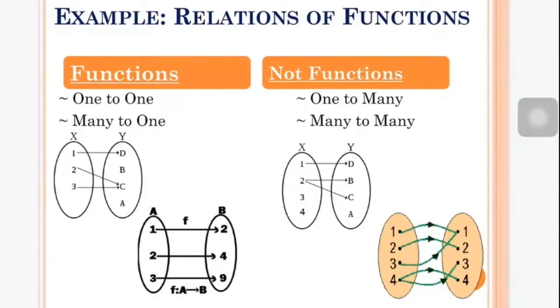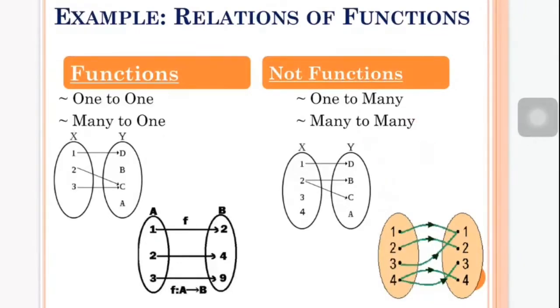So this is one to one: one element in the domain to one value in the codomain. Another kind of function is many to one: 1 to D, 2 to C, also 3 to C. A function can be one to one or many to one. One to many and many to many are not functions.